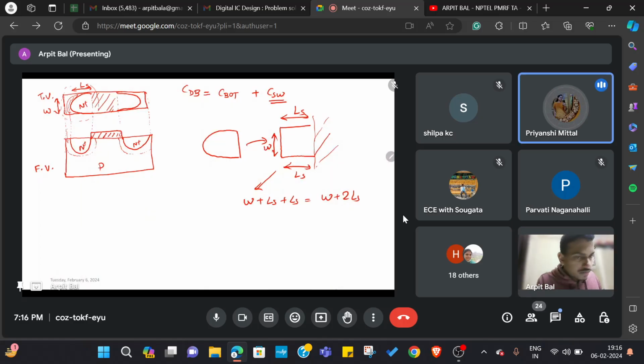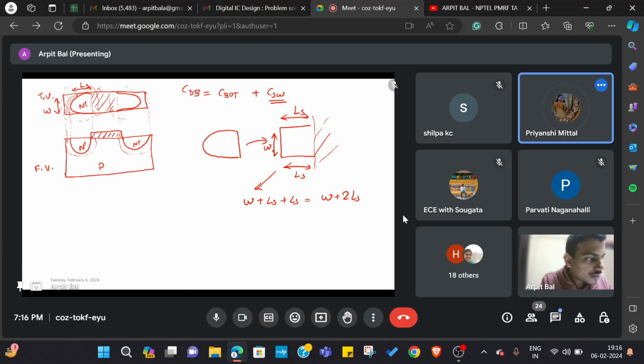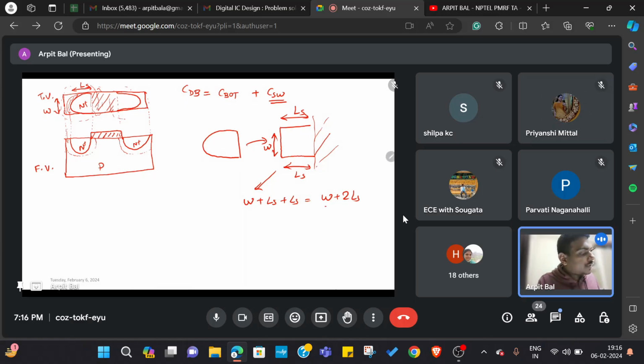Okay. So now, why not the other W? Are you talking about this side? In the other diagram where you have converted the semicircular into... Okay, this one. Yeah, because if you consider one as drain, the other one will be the source, right? So that is CSB. Okay, so we have the total perimeter as W plus 2LS.